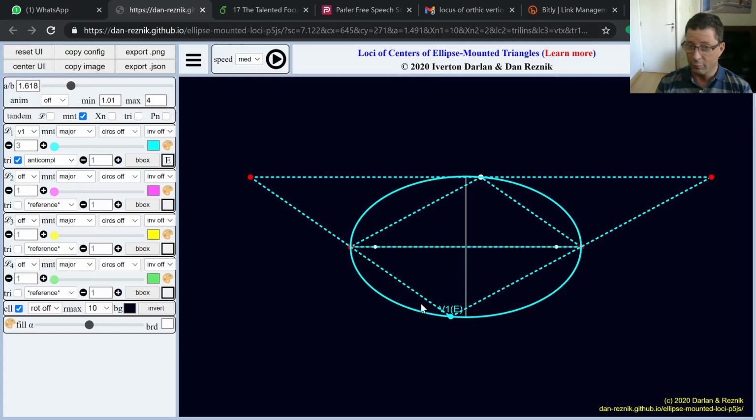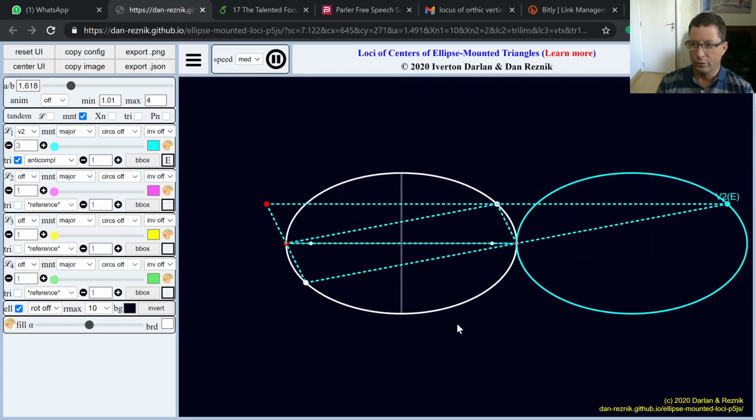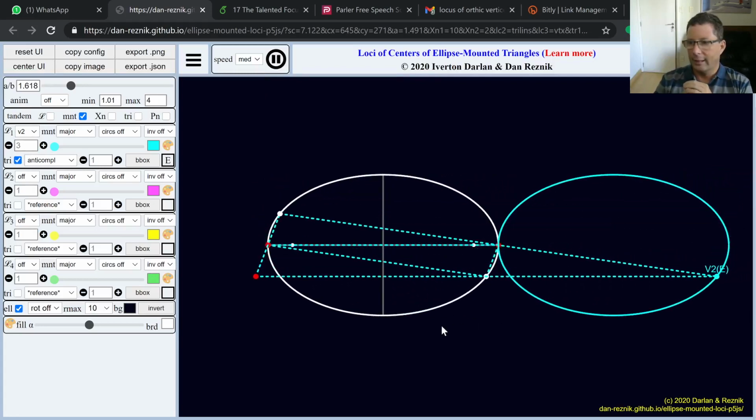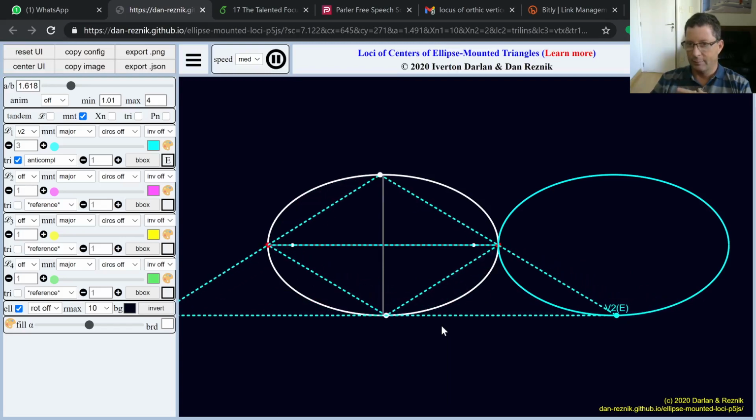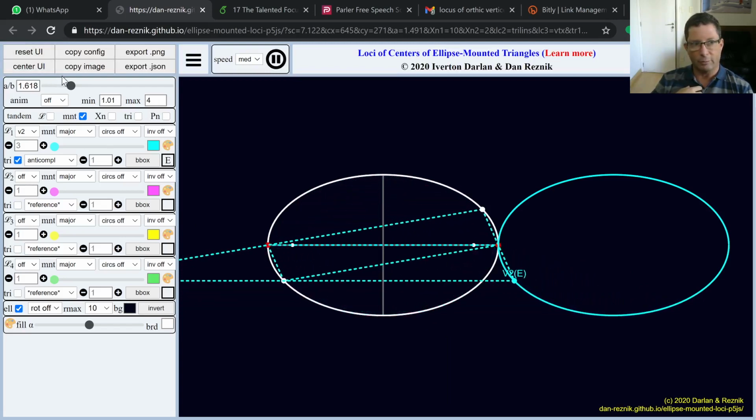So the locus of V1 is the ellipse itself. Now let's select the locus of V2, which seems to be outside of the ellipse. Select the vertex V2. So I go here and I select V2. And look at what I get. The locus of V2 is another ellipse. It seems to be a perfect copy of the original one.